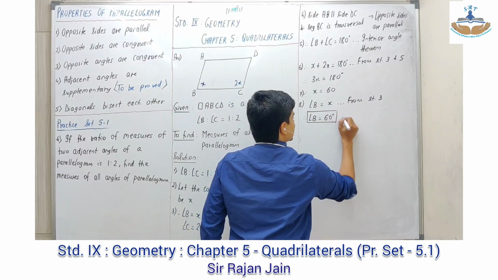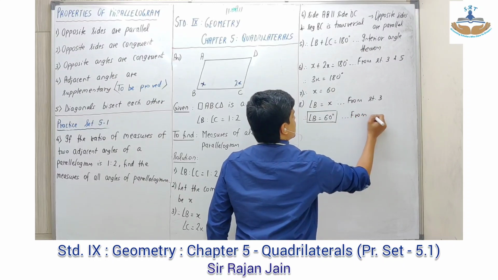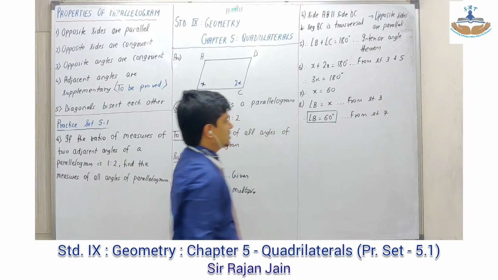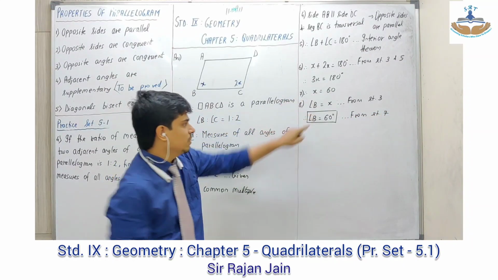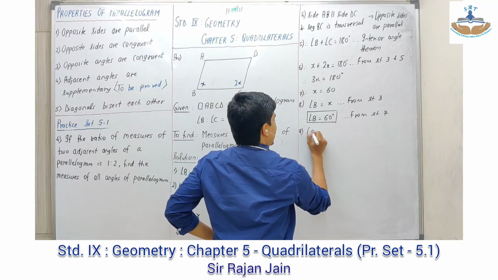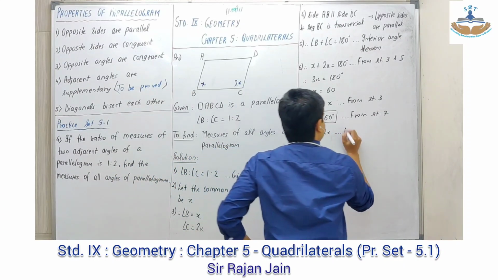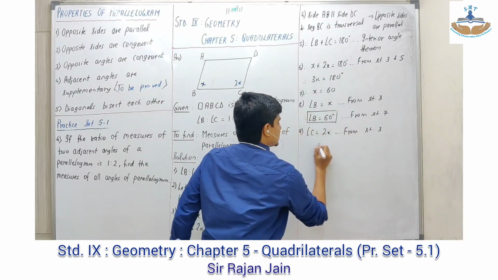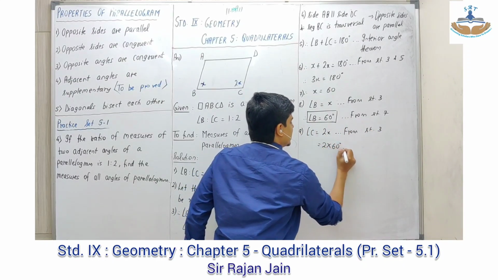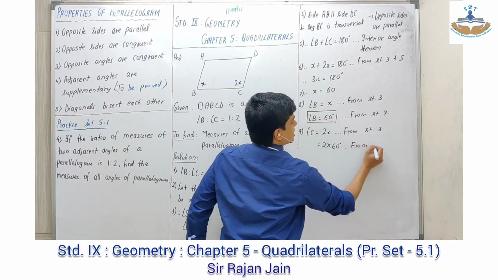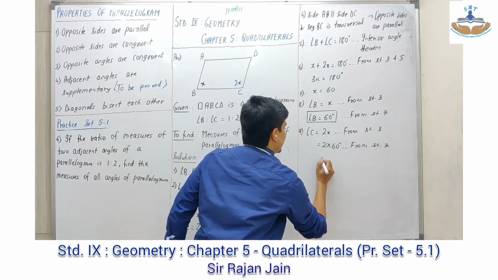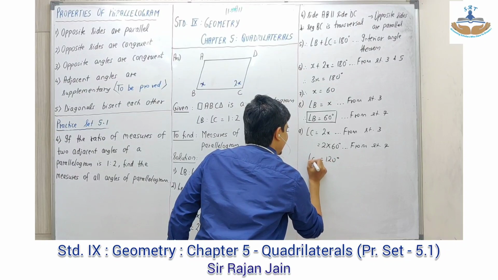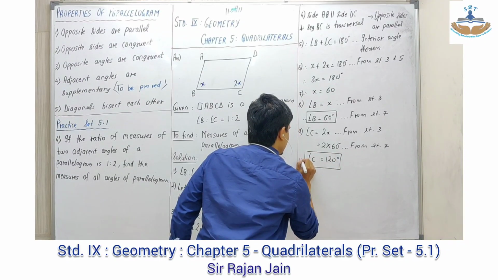ये मेरे को किधर से पता चला? From step number 7, because in step number 7 you have the value of x. Now I'll say angle C is 2x. This I got from step number 3. Now you substitute value of x. x is 60 and that 60 I got from step number 7. Answer is 120 degrees. Okay, you got two angles.